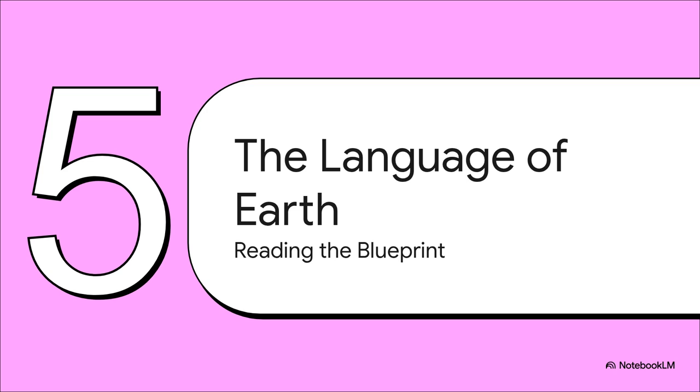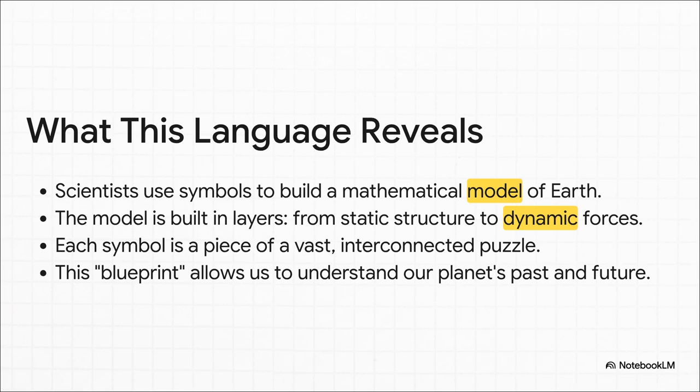So, as we bring this all together, what does this journey through the symbolic language of Earth science really show us? Well, it shows us a whole new way of seeing the world. It reveals that these aren't just symbols, they are the actual tools scientists use to build a functional, mathematical model of our planet. We see how that model is built in layers, from a simple static rock to a dynamic engine to a world in constant motion. Every symbol is a critical piece of this single, vast, interconnected puzzle. This is the blueprint that helps us read our planet's history and maybe even predict its future.